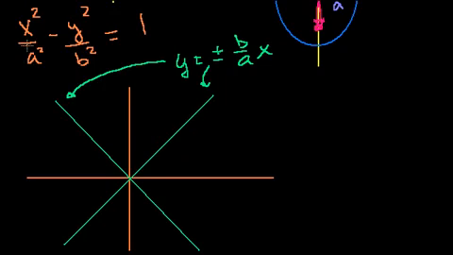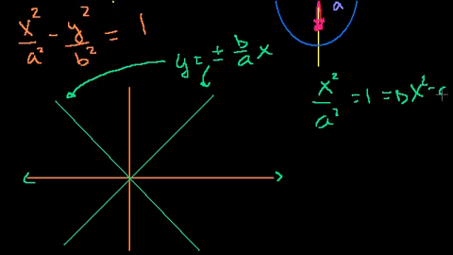The other option is you say, okay, can x or y equal 0? Well, if y is equal to 0, that puts us along the x-axis, right? So if y is equal to 0, you get x squared over a squared is equal to 1, which means that x squared is equal to a squared, which means that x is equal to plus or minus a. So the point a comma 0 and the point minus a comma 0 are both on this hyperbola.